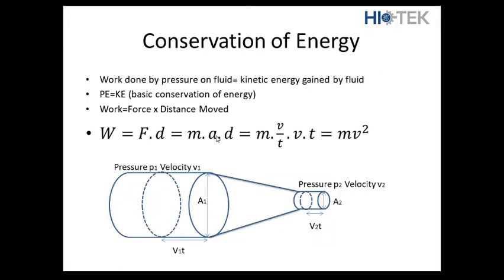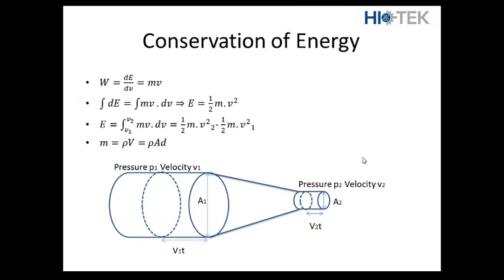And we know the acceleration is velocity divided by time, so we replace the a with v over t, and we established previously that distance is velocity times time, and you multiply that all out and you get that work equals mv squared. But work is also the derivative of energy with respect to velocity, which is equal to mv.